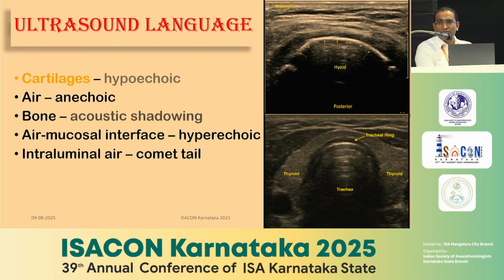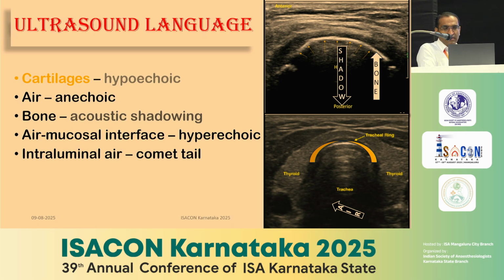Certain ultrasound language we need to be aware of: cartilage always looks hypoechoic, seen as an arc in there. Air looks jet black, anechoic. Bone always looks intense white, and it also casts a shadow. That means we cannot see anything below a bone when we are looking at a bone. There is an air-mucosal interface. When air is present, because of a difference in acoustic impedance between the mucosal tissue and the air, we get reverberation artifacts. These reverberation artifacts always look like a comet tail appearance.